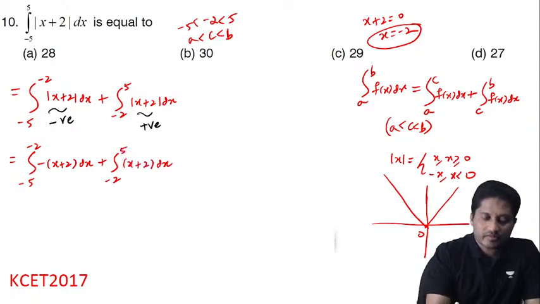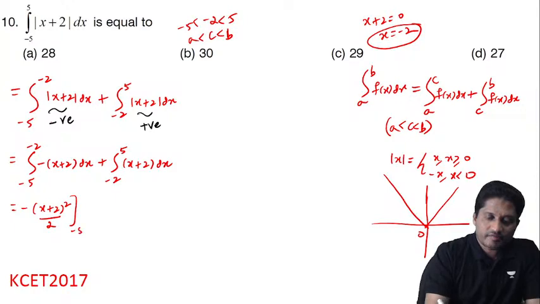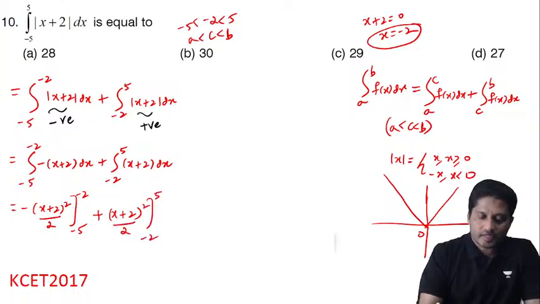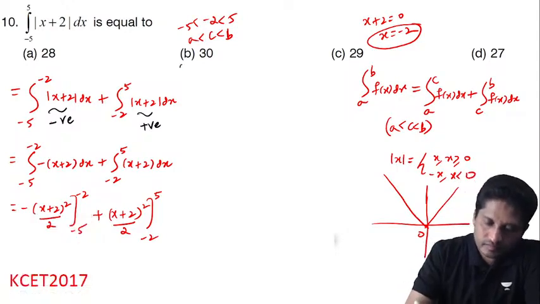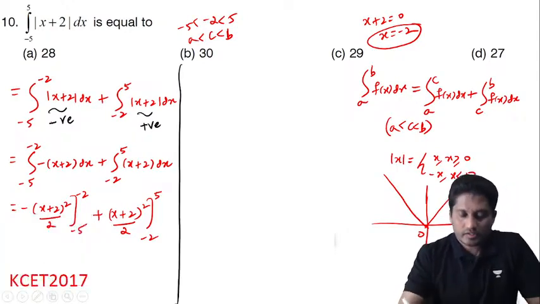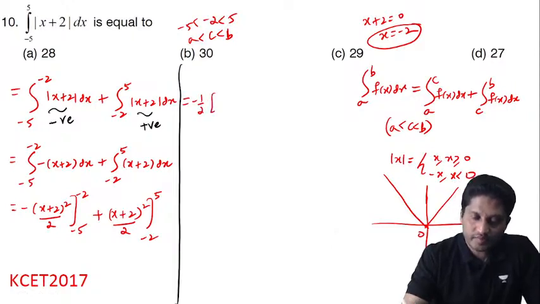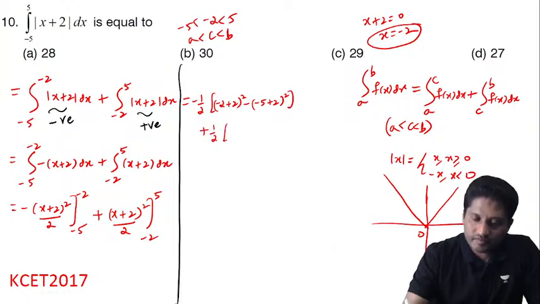Right, the integration of x plus 2 is (x plus 2) the whole square by 2, between the limits minus 5 to minus 2, with a minus half in front. Now if I substitute, the upper limit is minus 2 plus 2 the whole square, and the lower limit is minus 5 plus 2 the whole square. Then plus 1 by 2, the upper limit is 5 plus 2 the whole square, and the lower limit is minus 2 plus 2 the whole square.